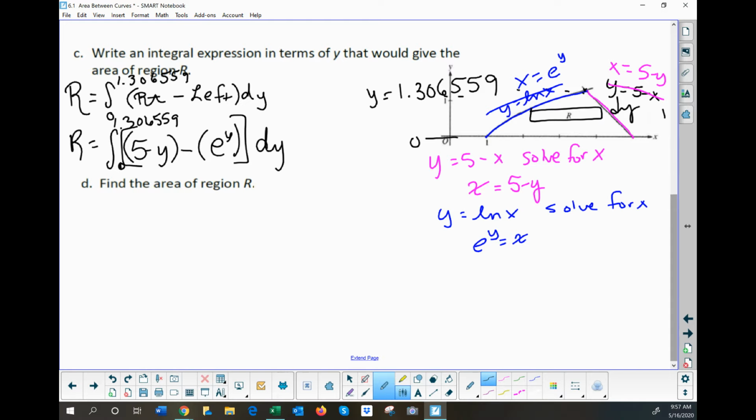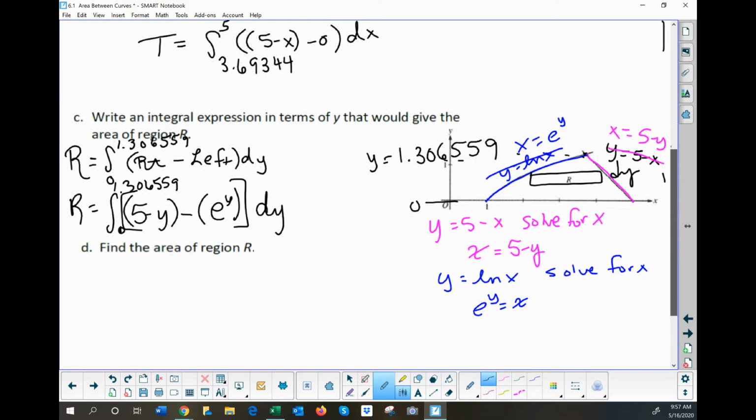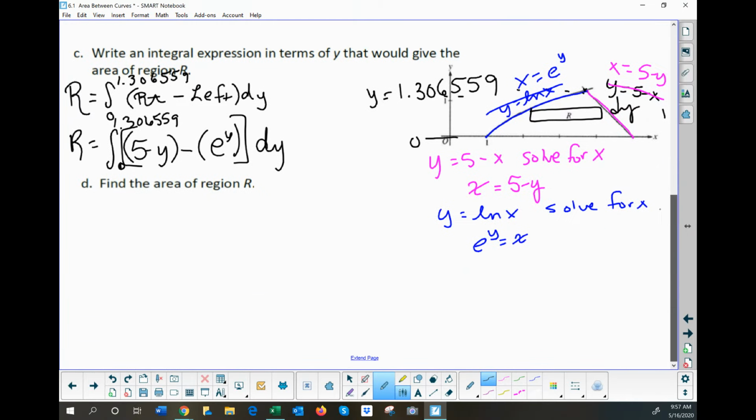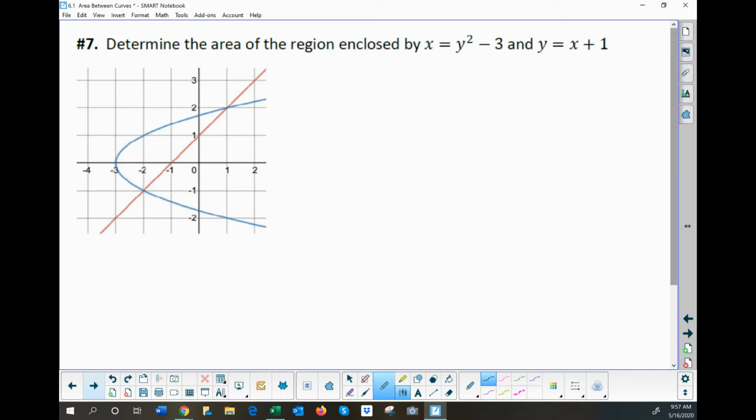And then it says to calculate the area of the region. It might be fun to calculate both of them and make sure, but region R comes out to be 2.986. Remember, we always need 3 decimals of accuracy for AP. All right, that took some time, and I'm going to allow you to work with number 7 on your own. The answer should turn out to be 4.5.